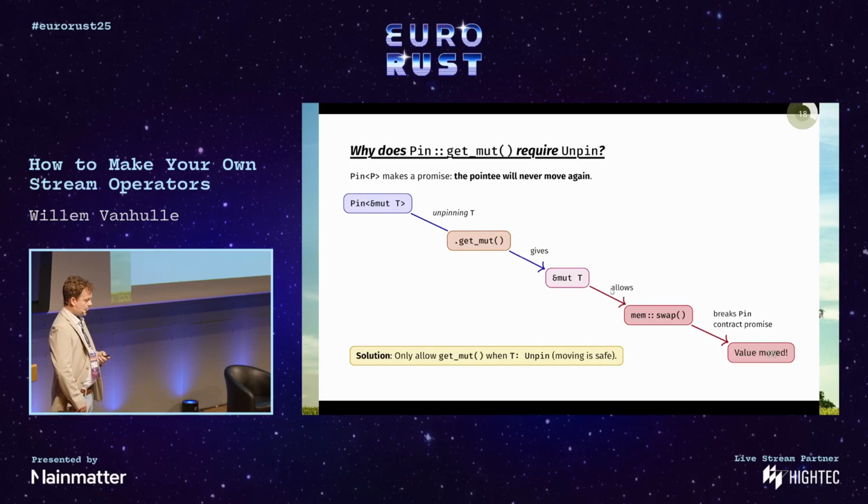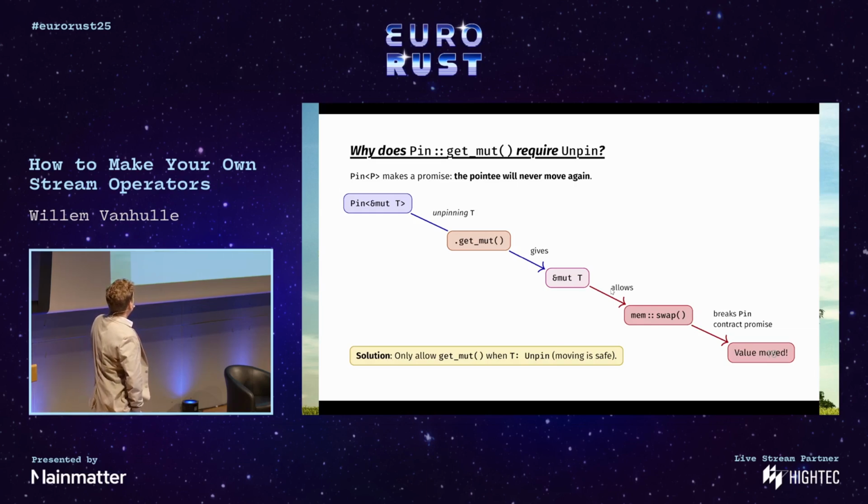Okay, so why does Pin getMute require Unpin? Well, if you would allow Pin to be converted into a mutable reference to the thing it wraps, you would be able to swap the thing that is behind the Pin and effectively move the data, which is forbidden by Pin. So you can't do that unless it's Unpin. The reference inside has to point to something that is Unpin to be safe. So we only allow getMute when T is Unpin.